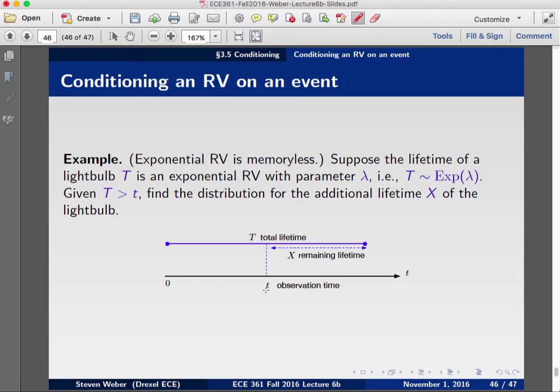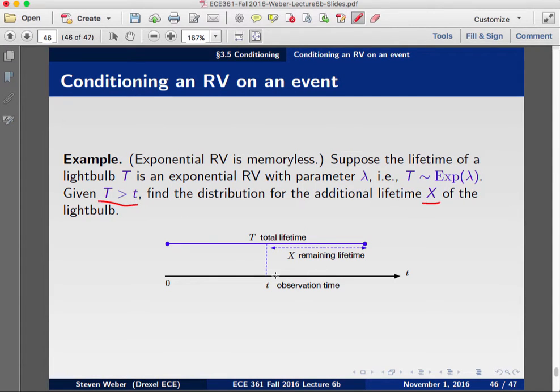Now at some particular time, little t, say 6 months after I've changed the light bulb, I open up the closet door and I see that the light is on. So what does that tell me? That gives me side information. It means that the total lifetime of my light bulb exceeds little t, in my example, 6 months. And so now the question is, given that you open up the closet and you saw that the light bulb had not yet died out as of time t, find the distribution for the additional lifetime, which I'm denoting by a random variable x, of the light bulb.